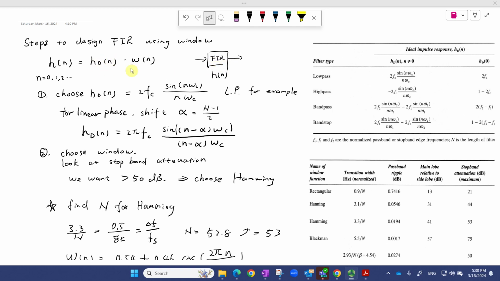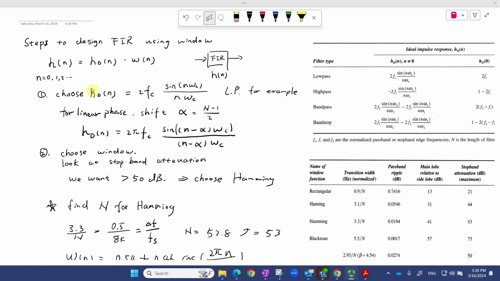It has two parts. One is h_d[n], the ideal impulse response. For different filter types, we have a different template. Another one is a window. Depending on the properties of your filter, like your stop band attenuation rate, if you want a very high attenuation rate, then you need a certain type of window. We have a table for that. Then if you find these two functions, you multiply them together, and you get the final result.